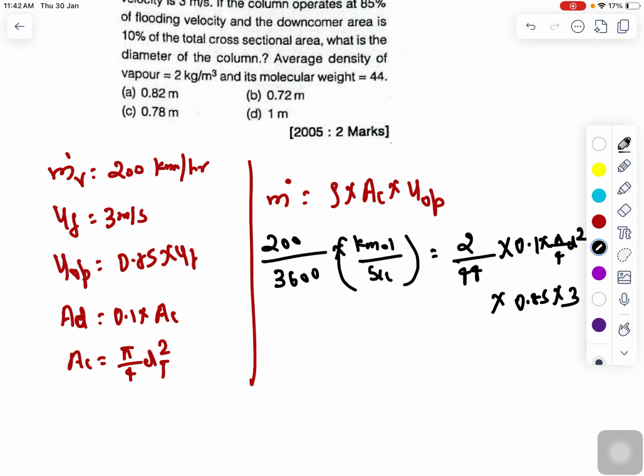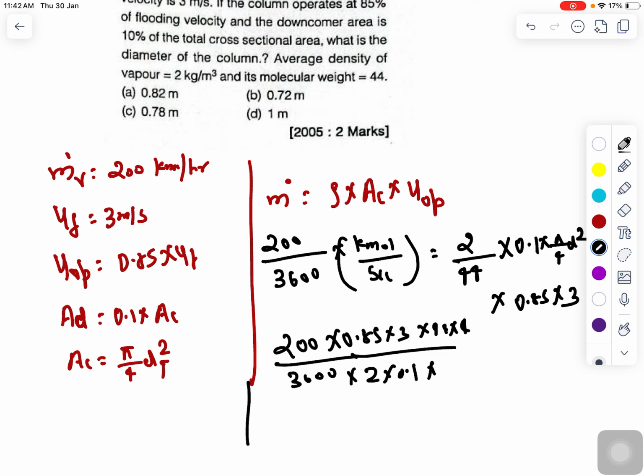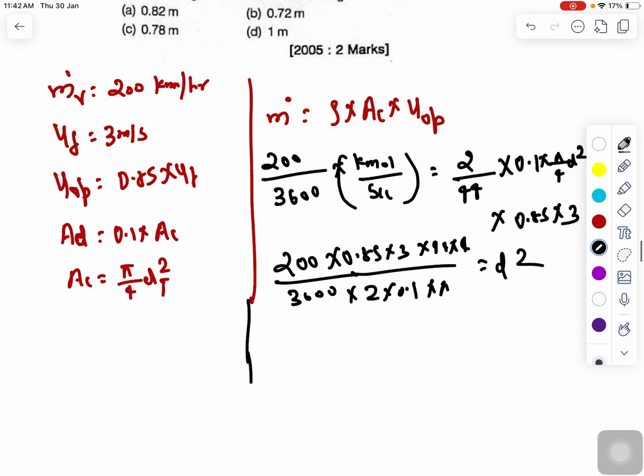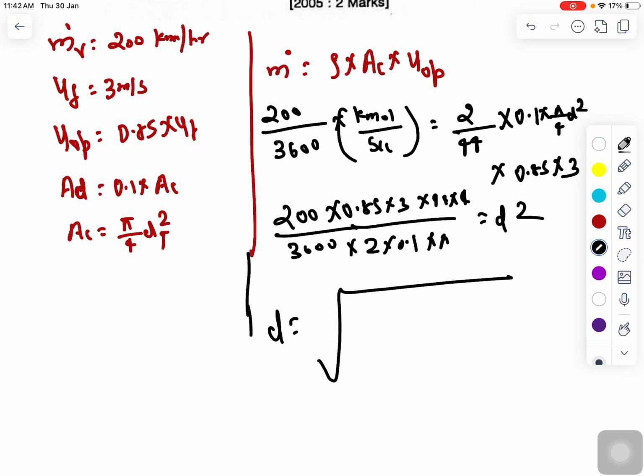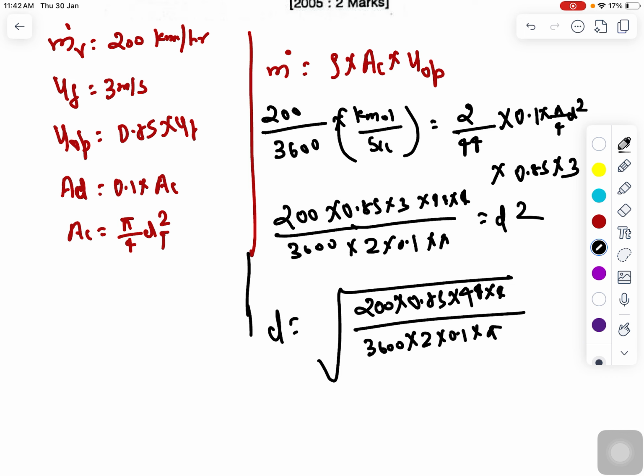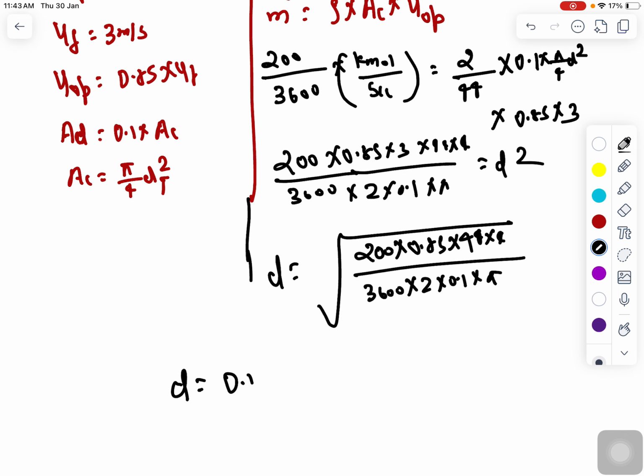So when we do this calculation, you are supposed to calculate the diameter of the column here. This is just simple mathematics. From here you can calculate the diameter of the column. So that is 200 divided by 3600 multiplied with 0.85 into 3 into 44 multiplied with 4 multiplied with 2 into 0.1 into pi, which equals d square. So finally you will get the d value, that is equal to root over 200 into 0.85 into 44 into 4 divided by 3600 into 2 into 0.1 into pi. After doing this calculation, you will get the value of diameter of the column, that is equal to 0.82 meter.